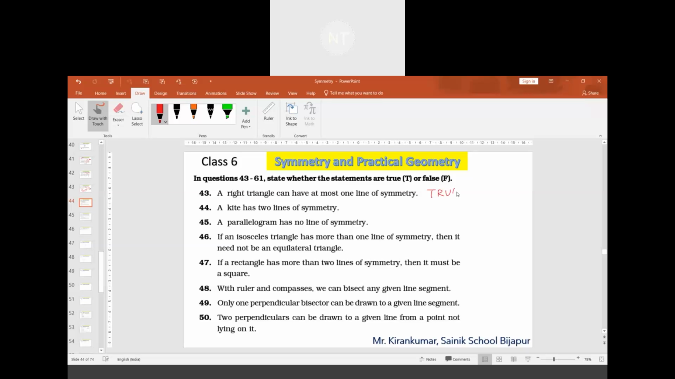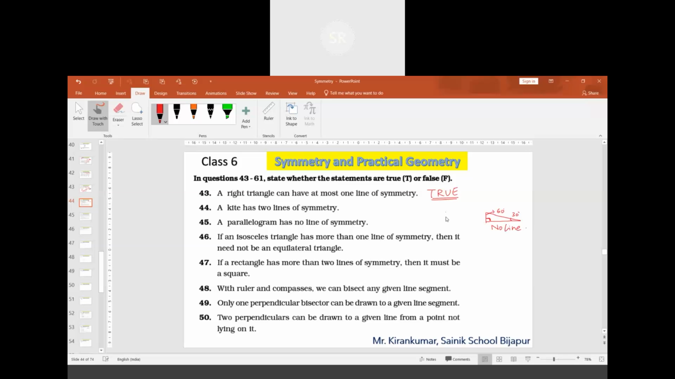Why is it true? Because a right triangle with two equal angles has one line of symmetry. If I consider one of the angles as 60 degrees and another angle as 30 degrees, can I have a line of symmetry? No, sir. No line of symmetry.